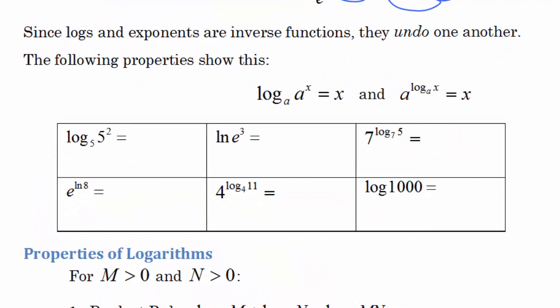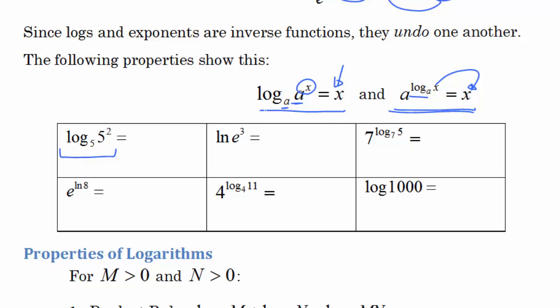Logs and exponents are inverse functions. They undo one another. We saw that in our graphing of those two functions. And we have these two properties. Remember, they're inverse functions. If you put in x, you get x out. So this says log of any base of the same base raised to the power is equal to x. This one's a little bit stranger. We have a, which is the base, raised to log base a of x equals x. Let's see if we can put that in action.